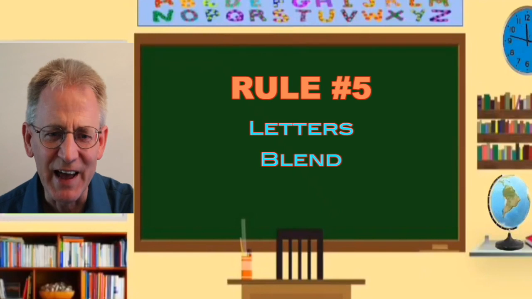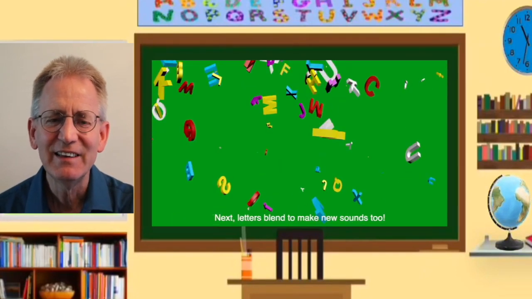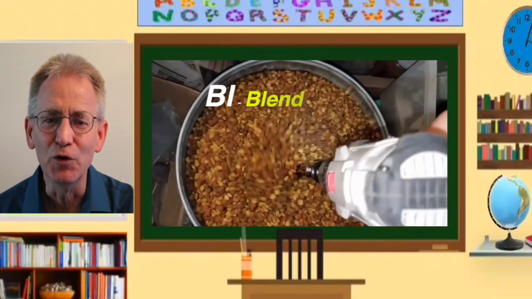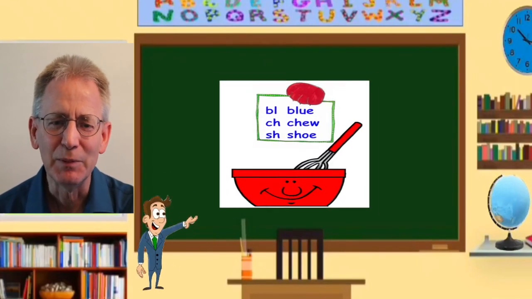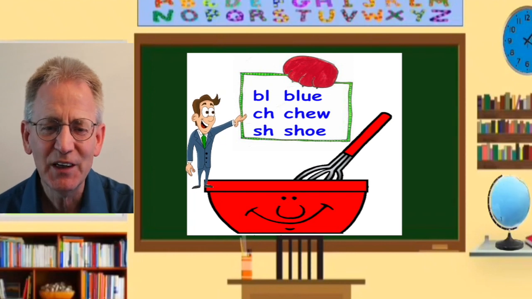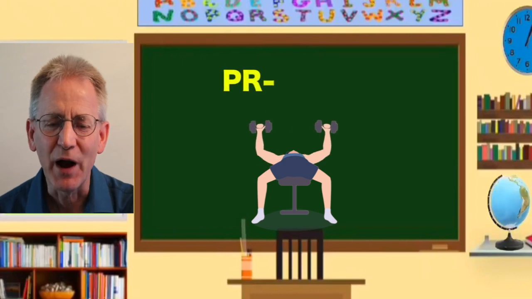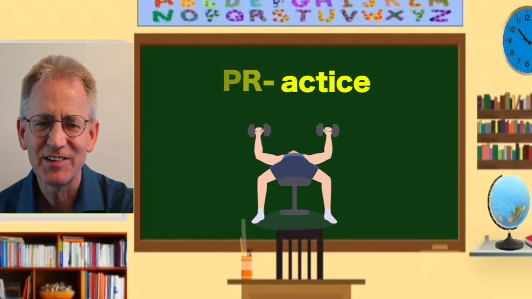Rule number 5. Letters blend. Letters blend to make new sounds. Bla, blue. Cha, chew. Sha, shoe. This takes practice.